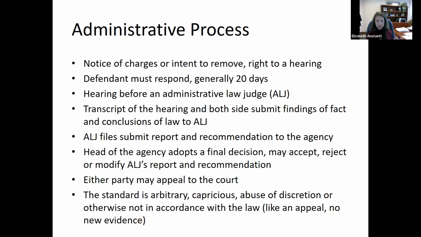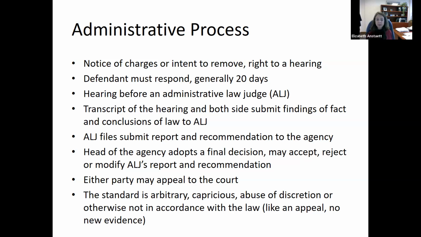and the two sides after this hearing, which is not a court hearing, a more informal process, then submit their own findings of fact and conclusions of law. The administrative law judge then reviews those and issues a report and recommendation to the agency. The agency then decides whether to adopt the report of the administrative law judge, or to reject it or to modify it. And ultimately, either party may then appeal to the court.